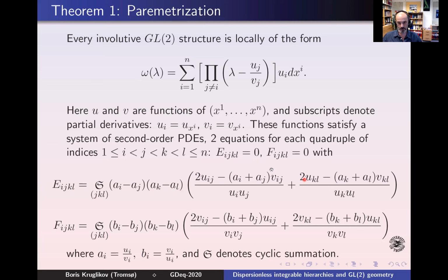There are some quasi-linear expressions in U and V, and very similar with I and J intersected with K and L. If you interchange I, J and K, L, you get this. You can see that this thing is fully totally symmetric. Then you obtain F from E by interchanging U and V and A and B. And that's a cyclic summation.